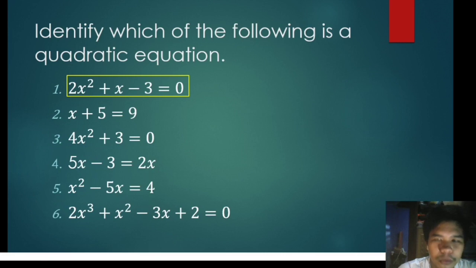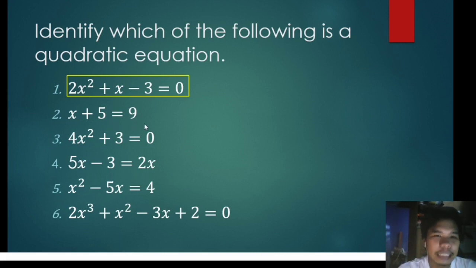Equation number 2 given is x plus 5 equal to 9. As we can see here, we have only one variable, which is x. If we have this type of variable, it is understood that the exponent of this is equal to 1. So the highest exponent of this particular equation is only 1. Therefore, we cannot consider equation number 2 as quadratic equation.